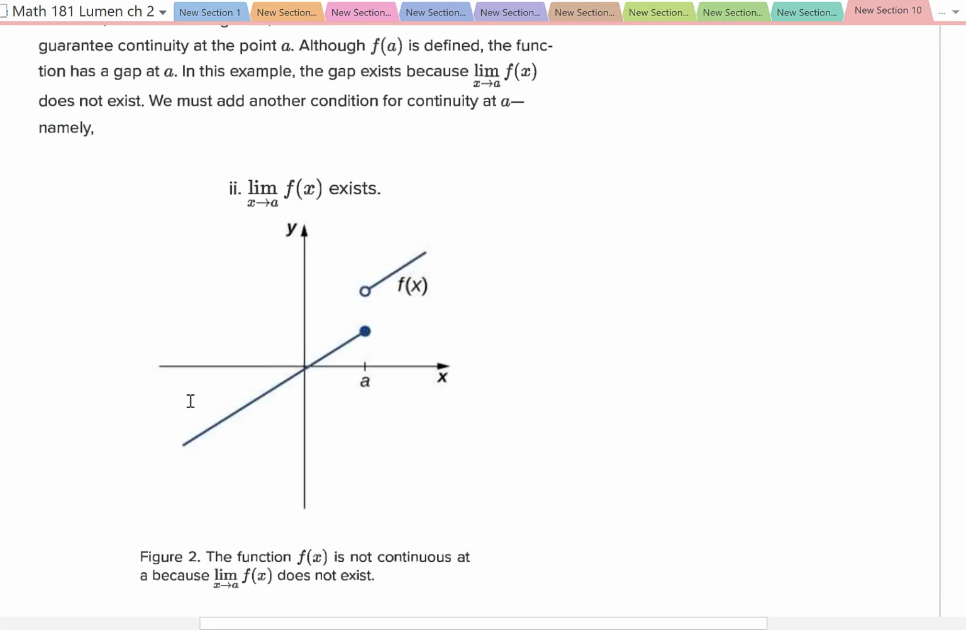In the second case here, we would draw along the line and then we have to jump up and continue up at another location. So this is not continuous because these limits from either direction are not the same. They exist, but they're not the same from either direction. So this does not have the same limit from each direction.